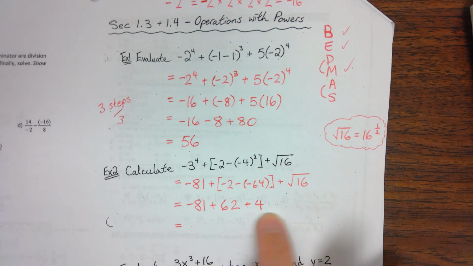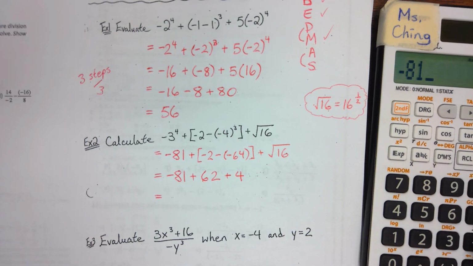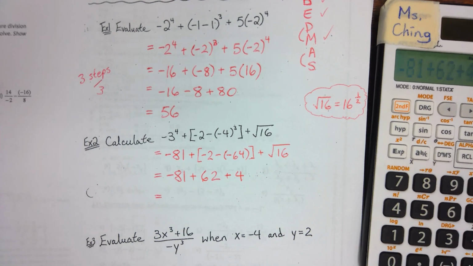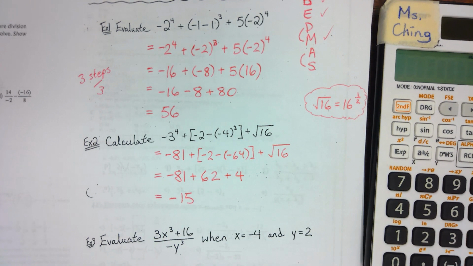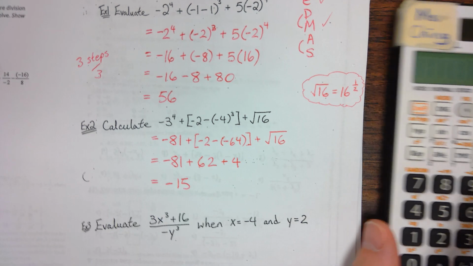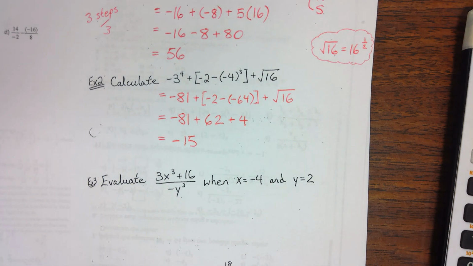Okay, and then so now this is just regular plus and minus. So -81 plus 62 plus 4 gives you the final answer, -15. Is it -15? Yeah. Okay. Any questions so far?